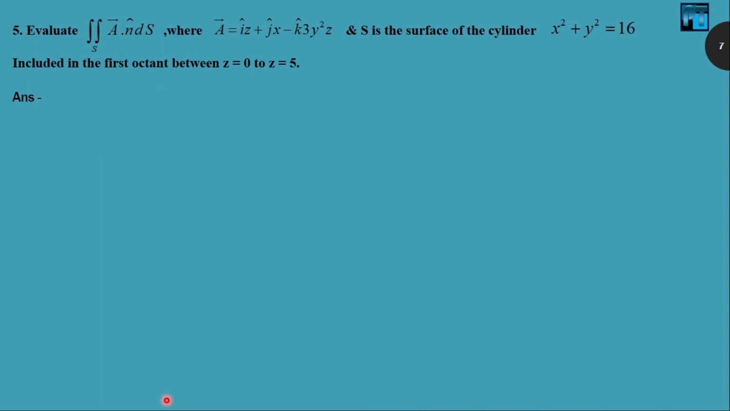Now we shall proceed to our 5th question. Evaluate this integral where a is given and the most important part, S is the surface of the cylinder x square plus y square equals 16, included in the first octant between z equals to 0 to z equals to 5. So the simplest way, first octant. How can you visualize this?